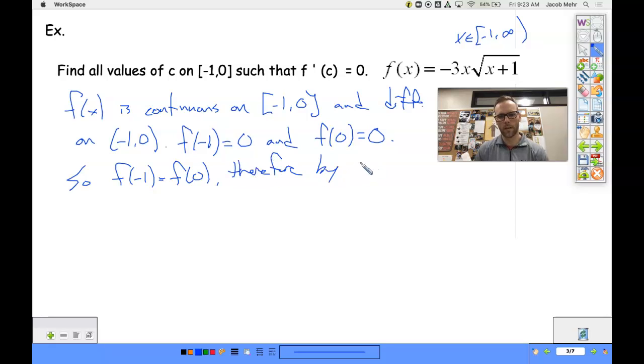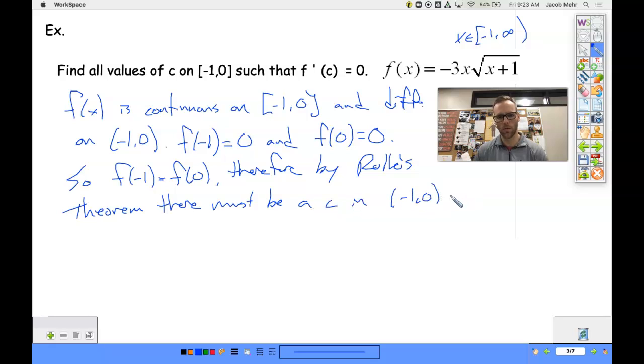Therefore, by Rolle's theorem, there must be a c in negative 1, 0 such that f prime of c equals 0. So we prove there has to be one. Now let's see if we can find it.